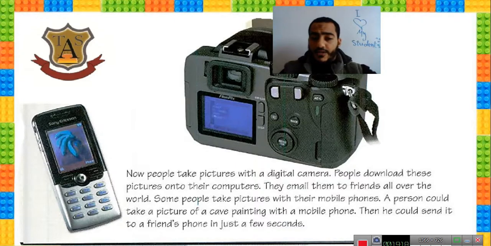Some people take pictures with their mobile phones. Yes. A person could take a picture of a cave painting with a mobile phone. So the person now could take a picture of a cave painting with a mobile phone. Then he could send it to a friend's phone in just a few seconds.